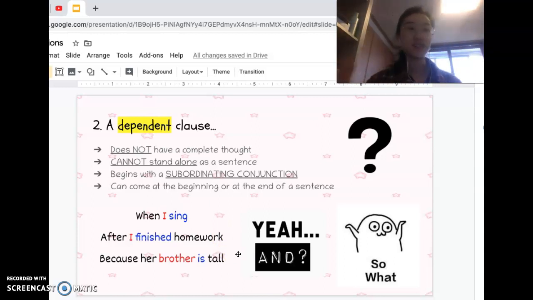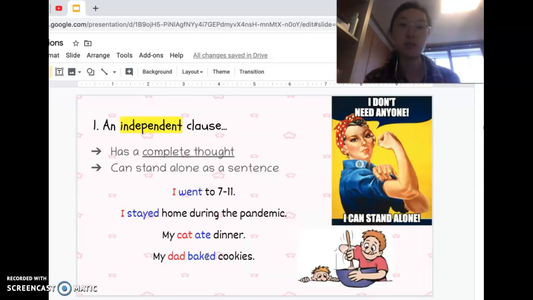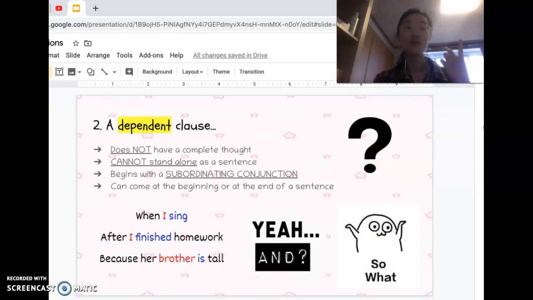Okay, and what about it? We need more detail, right? When I sing, when you sing what? What happens after I finish homework? Well, what did you do after you finish homework? Because your brother is tall. All right, and you see how it doesn't have a complete thought. It's very different from the independent clauses. So those are the two types of clauses that we're talking about.